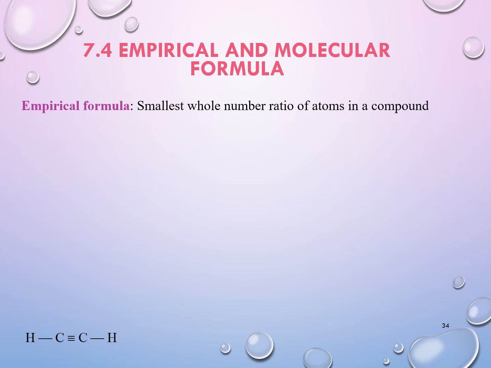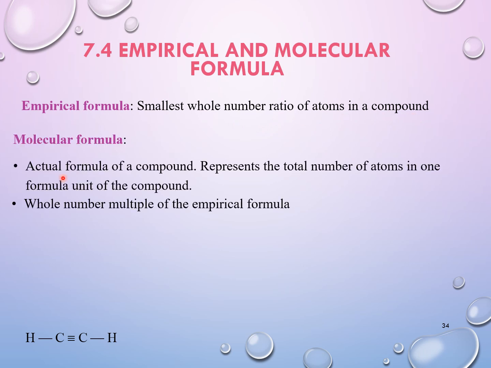So the next thing we want to talk about is a little bit about empirical and molecular formula. Empirical formula is the smallest whole number ratio of atoms in a compound. So it's the simplest ratio, you can't simplify it further. Molecular formula tells you the actual formula of the compound, and it gives the actual number of atoms in one formula unit. And this is a whole number multiple of the empirical formula. So if the empirical formula was CH, the molecular formula could be C4H4, C6H6, C10H10, which is just a multiple of your empirical formula.